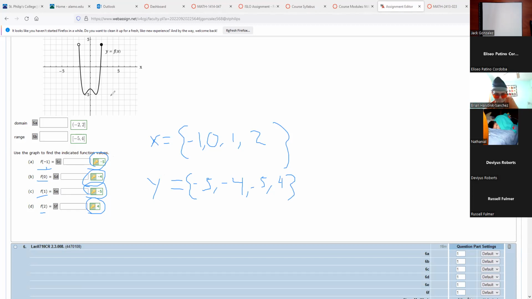Now, they're all coming from the graph. If you look at your graph right here, -1, right? That is talking about this value here. So what is the y value at -1? So it's really this point that they're asking about. So the answer would be -1. We have an output of -5.